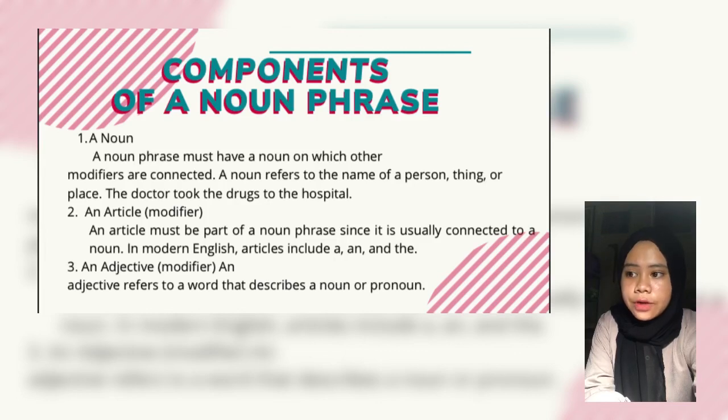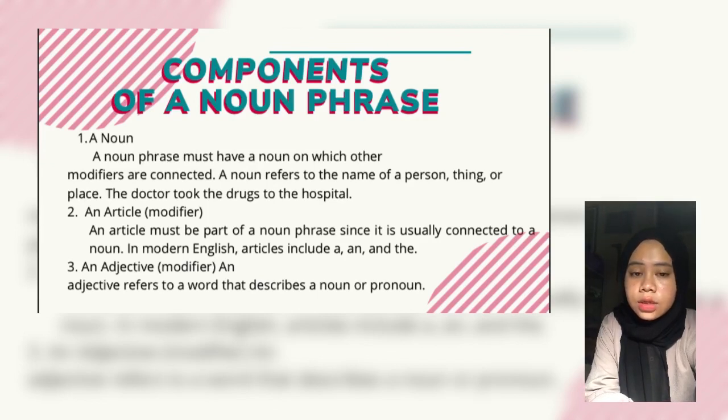Components of a noun phrase. 1. A noun. A noun phrase must have a noun on which other modifiers are connected. 2. An article modifier. An article must be part of a noun phrase since it is usually connected to a noun. 3. An adjective modifier. An adjective refers to a word that describes a noun or pronoun.